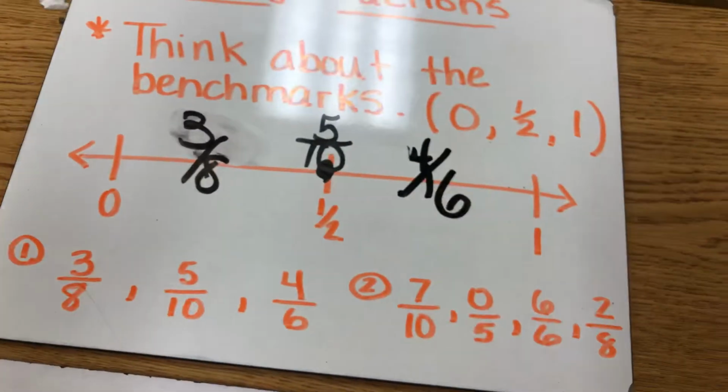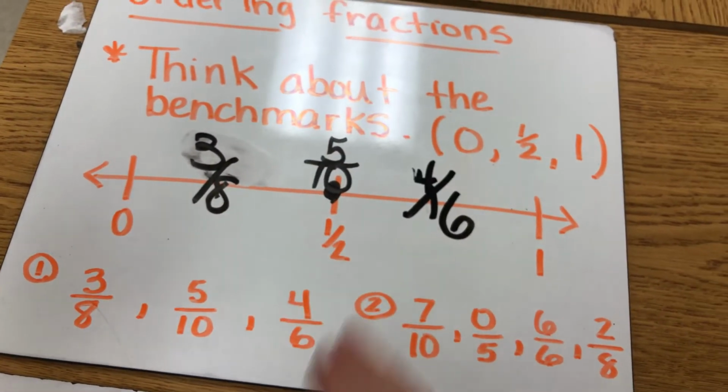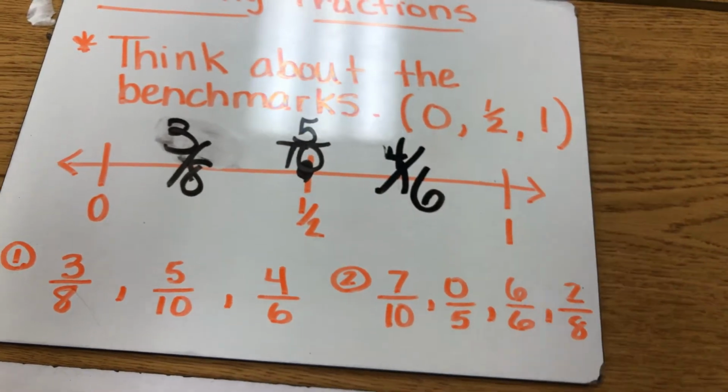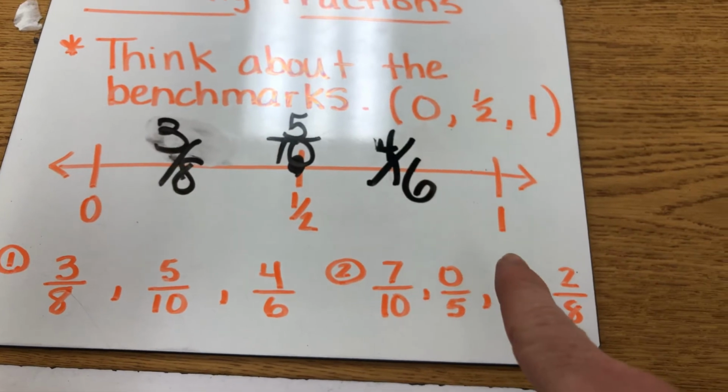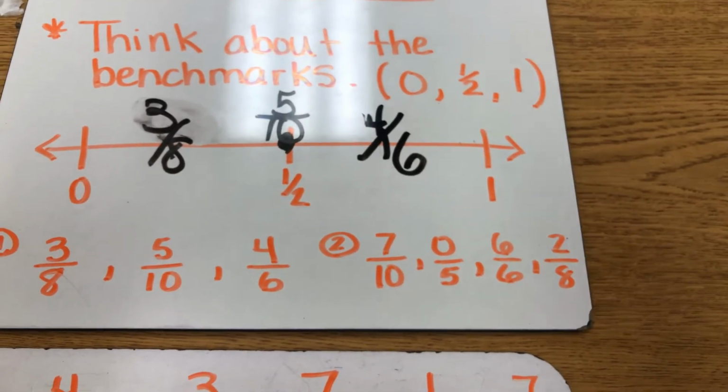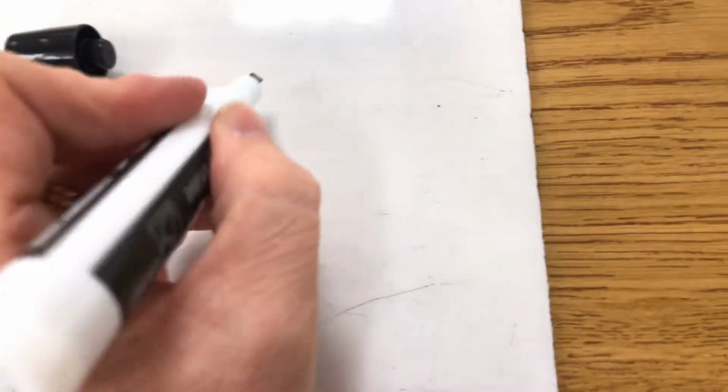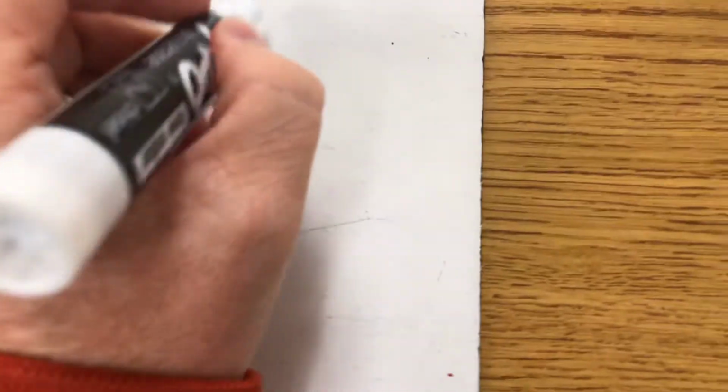So now they're in order. 3/8, then 5/10, then 4/6. So 3/8 is the smallest, 5/10 is in the middle, 4/6 is the largest fraction. Now you're probably thinking, how did you do that again? Let me just move you down here for just a second. So think about half. Think about a half.